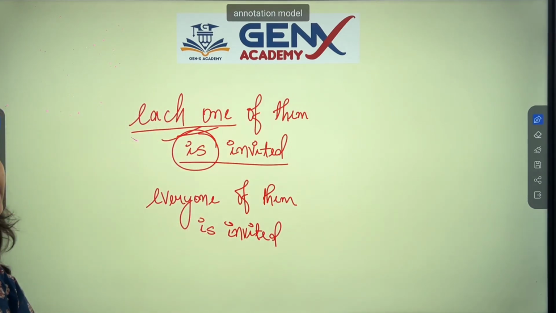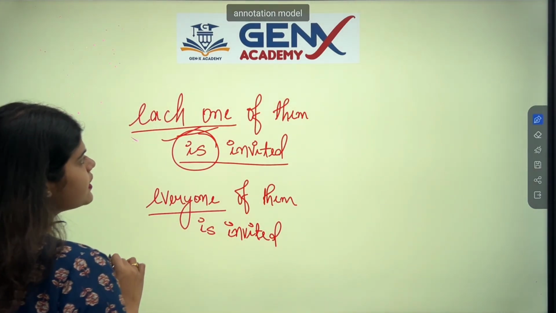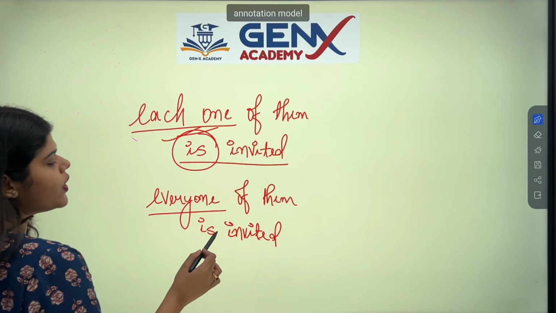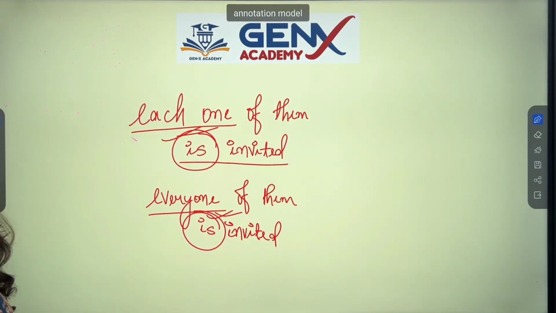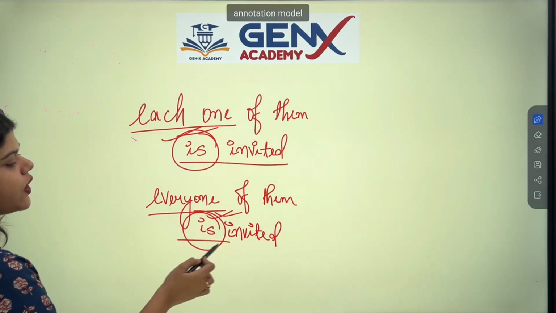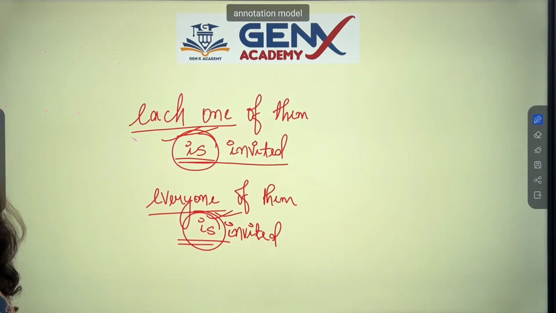every one of them is invited. So even if I start the sentence with everyone, the verb followed is singular in nature. So whenever we start the sentence with each one, every and everyone, the verb will always be singular in nature.